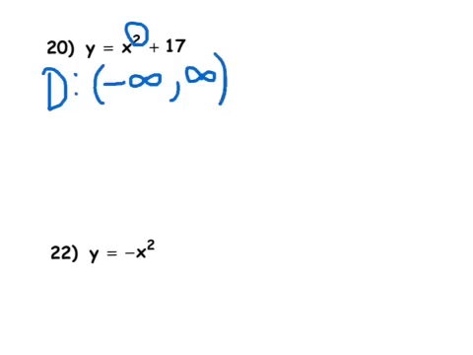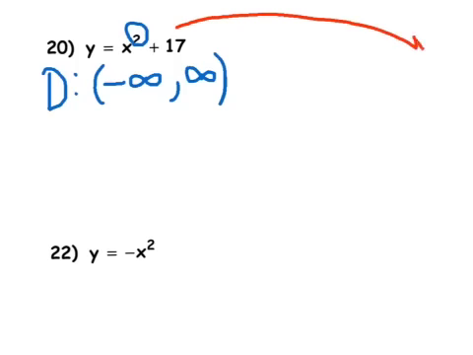You could plug any x value you want into y equals x squared plus 17. You could square any number and add 17 to it, and that's fine. So the domain for every quadratic is going to be negative infinity to infinity. The only time domain is tough is when it's square roots.